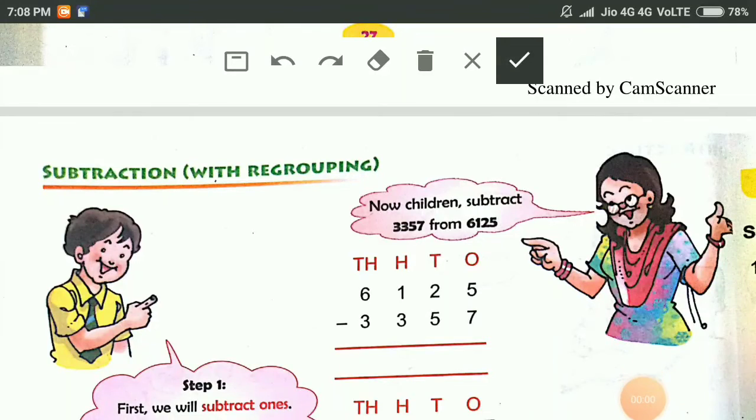Good morning, children. In this maths class, we will learn subtraction with regrouping. Step by step, we will try to learn it. Now you have a question.